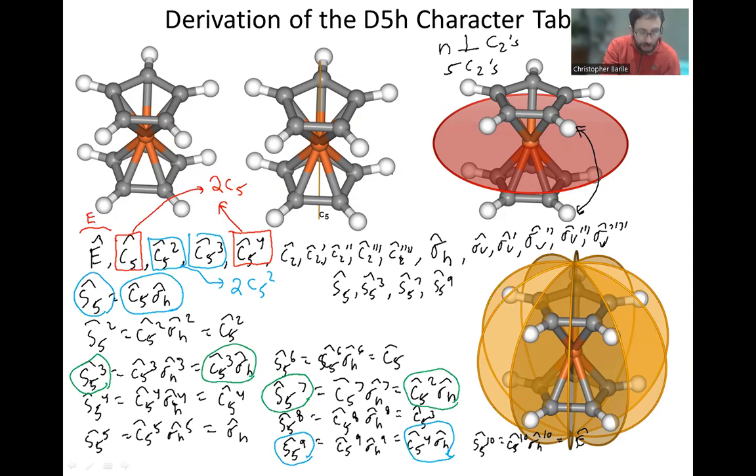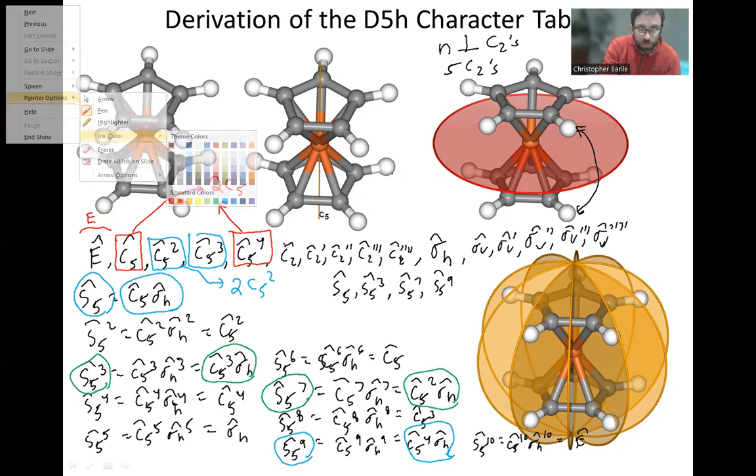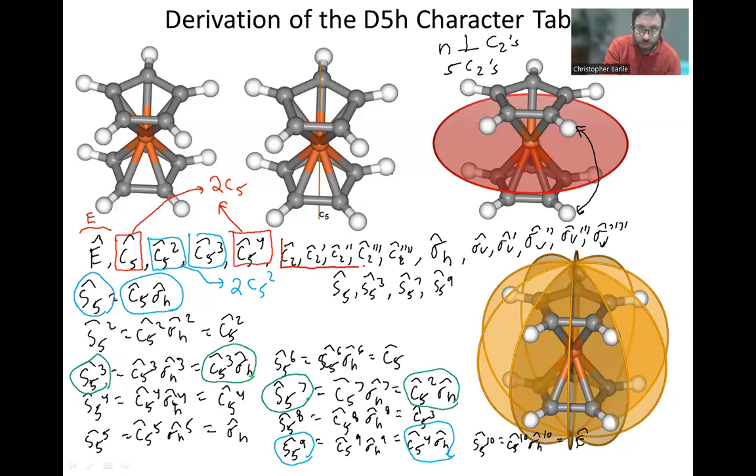Okay, what else do we have? We have all of these C2s. They're all perpendicular C2s, and so all those are mathematically similar. They go in their own class, the 5C2 class. We have a sigma H that goes in a class by itself. We have 5 sigma V's. Those are mathematically similar, and those go in a class.